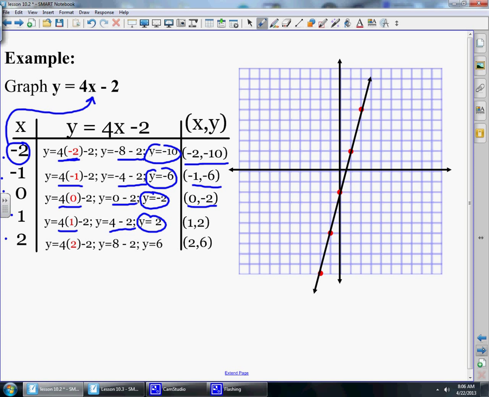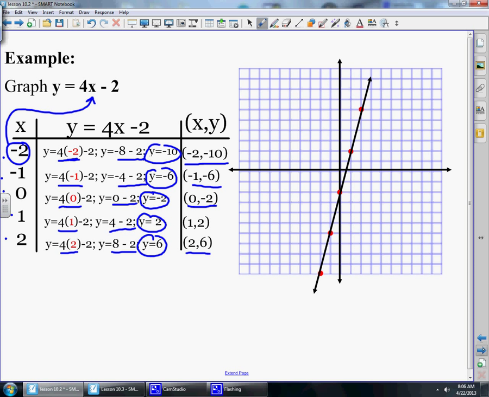Here we plug in 2 for x. 4 times 2 is 8. 8 minus 2 is 6. So here is our solution, 6. Now, the final step is we're going to graph the points.